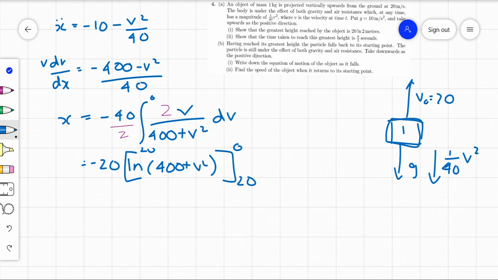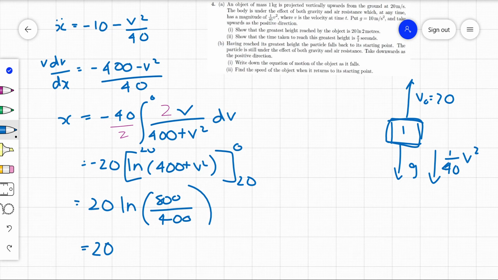So 20 to 0. I can get rid of that negative by subbing in the 20 first, so just reversing those limits. So when we sub in the 20, we're going to get v squared is 20 squared, so we've got 400 plus 400, so we've got 800 on top. When I sub in 0, I get 400. So you can see we're going to get the maximum height being 20 log 2 meters.